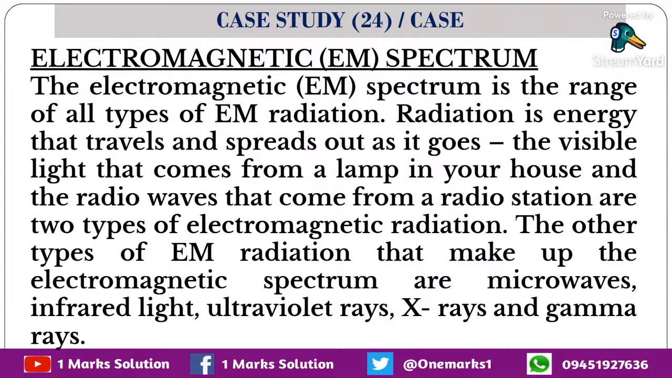The visible light that comes from a lamp in your house and the radio waves that come from a radio station are two types of electromagnetic radiation. Just examples we are giving. The other types of EM, electromagnetic radiation, that make up the electromagnetic spectrum are microwaves, infrared, ultraviolet, X-rays, and gamma rays. Microwaves are there, infrared, after that light waves, then ultraviolet, then X-rays, and then gamma rays. Cosmic rays are also there in this one.